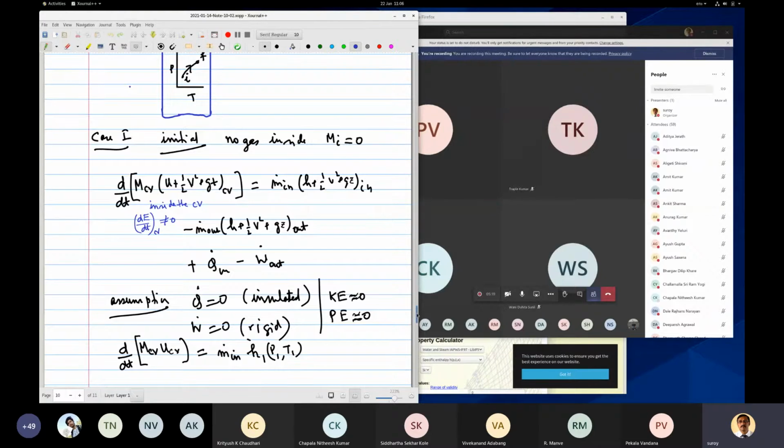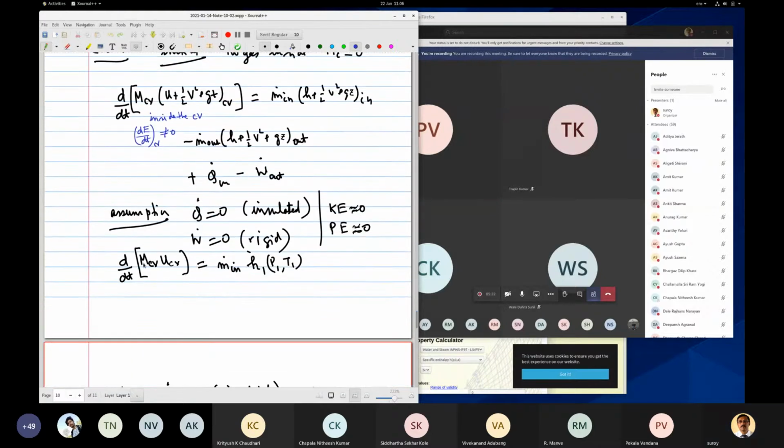So what we see is the change in energy inside, where M is the mass inside that bottle and U is the specific internal energy. That change is because of the energy coming in through the enthalpy from the header. So naturally, the increase in mass inside the bottle depends on whatever is coming in, because initially there is no mass.